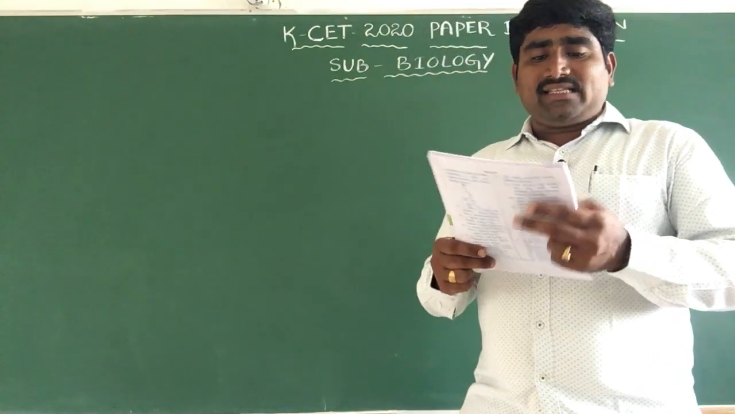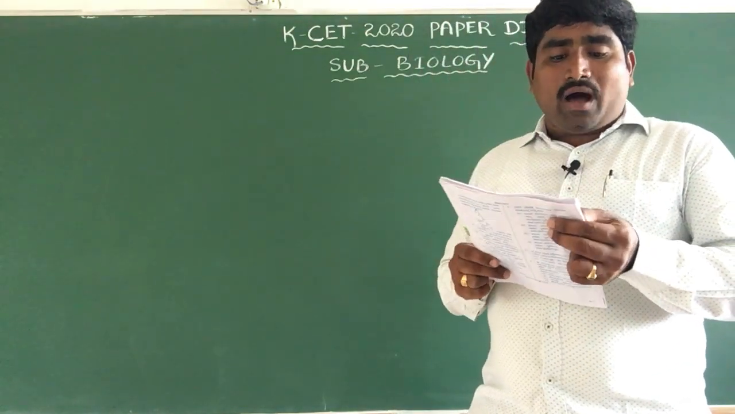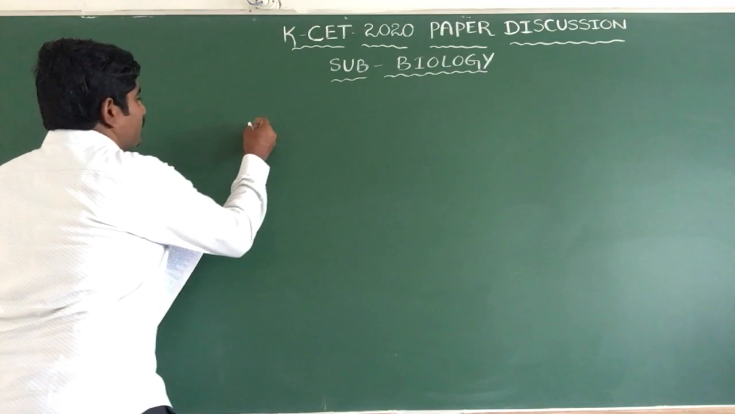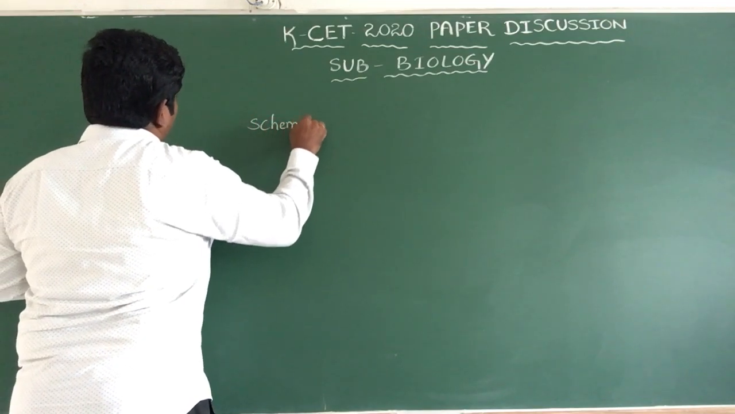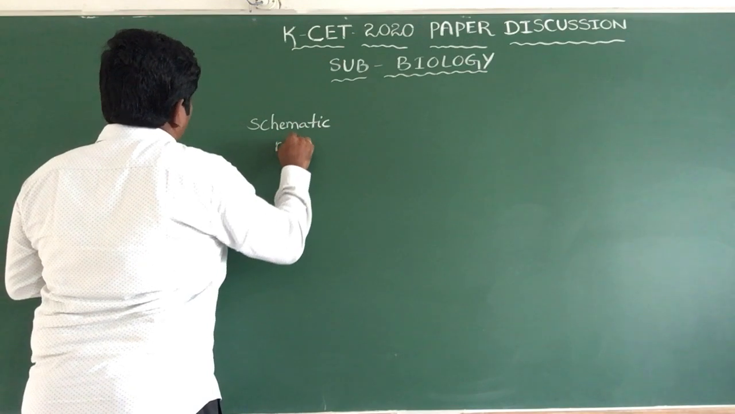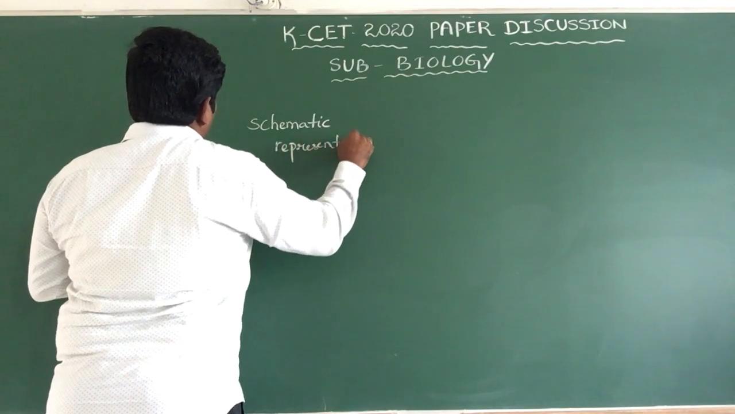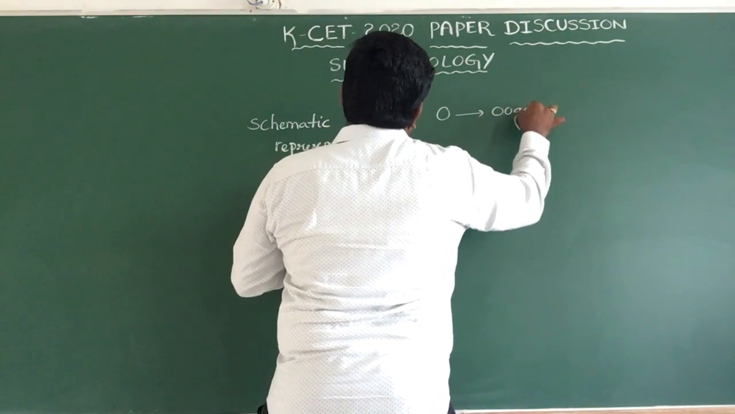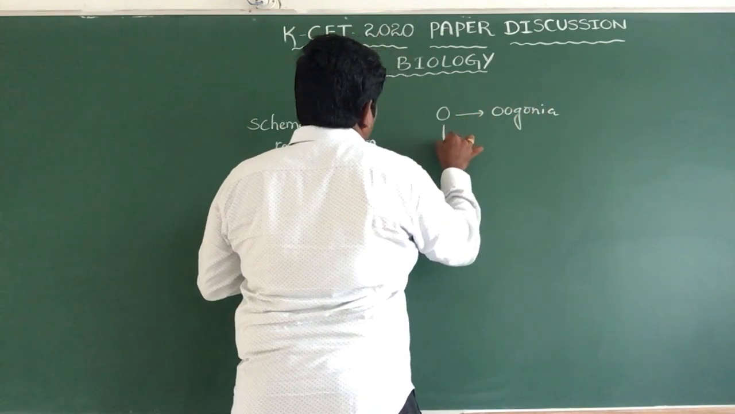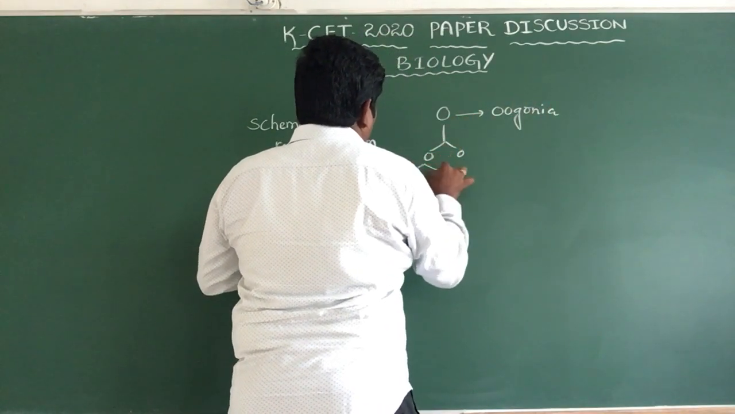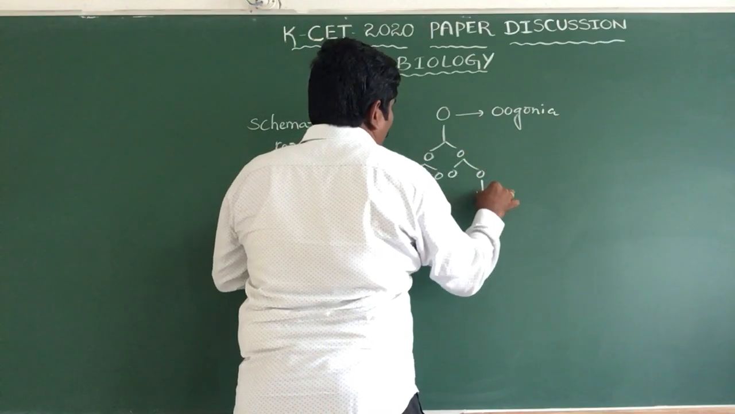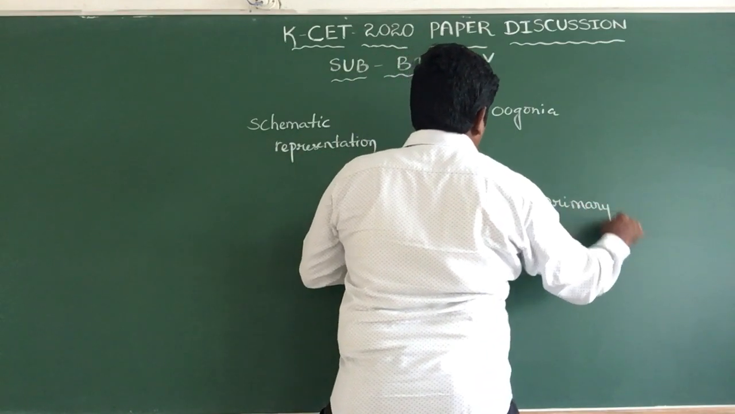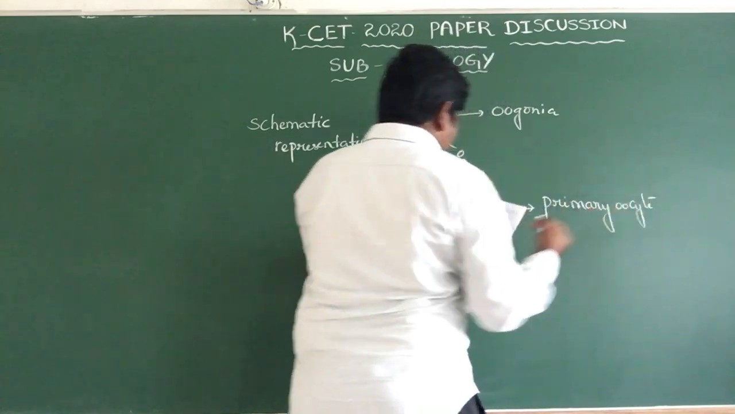The first question in this paper is: identify the cells representing P, Q, R in the schematic representation of oogenesis. This is oogonia. Oogonia undergoes many mitosis divisions and later grows in size, and then it is called the primary oocyte.